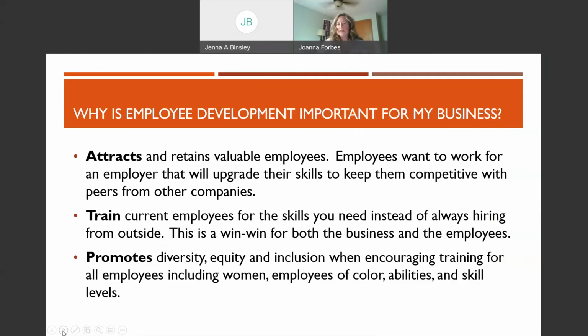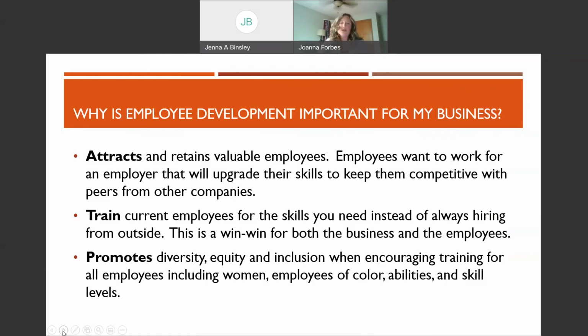So why is this important? Research has shown time and time again that any business that considers itself a learning organization or offers these opportunities attracts and retains valuable employees. Employees want to work for a business that is allowing them to upgrade their skills and to keep them competitive. So that is just one reason.